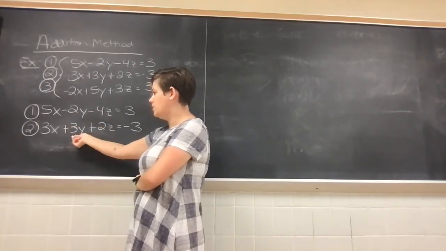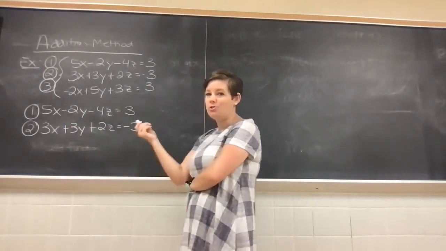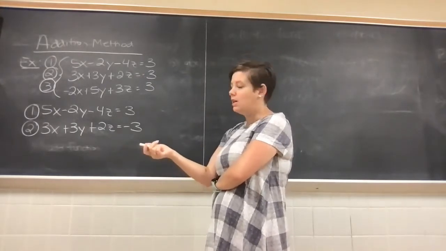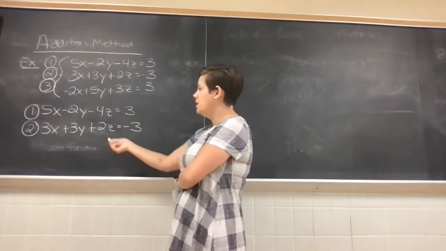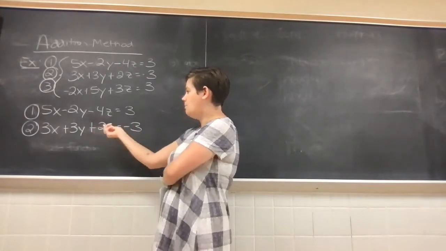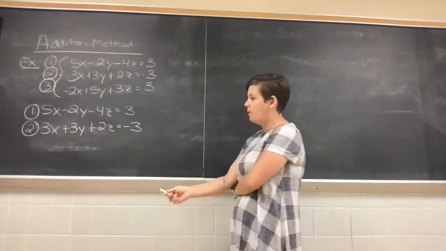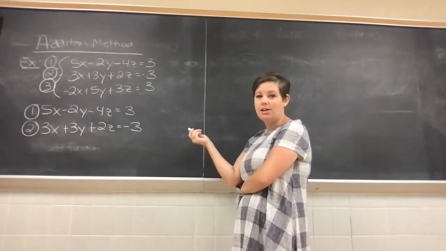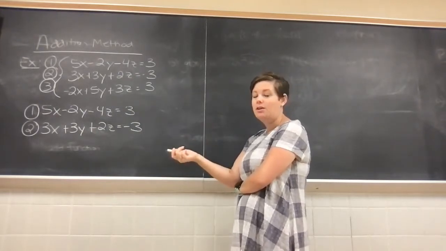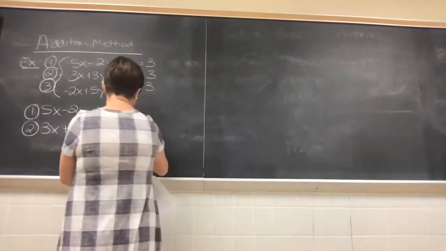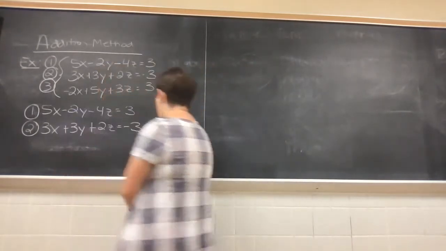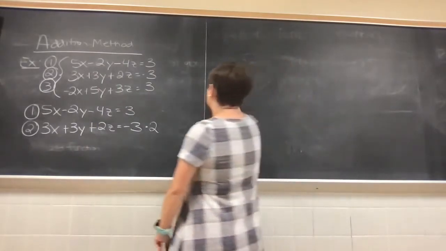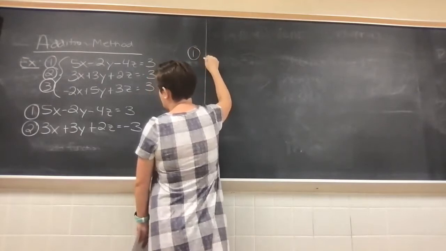I have 2 and 3 for my y's. Again, those aren't going to add and go away, and I probably have to multiply both equations to get it to eliminate. Here I have negative 4z and a positive 2z. Well, if I multiplied the 2z by 2 and added it to the negative 4z, then my z's would go away. So I'm going to do that. I'm going to multiply this bottom equation by 2 so that I can add them together and get them to go away.